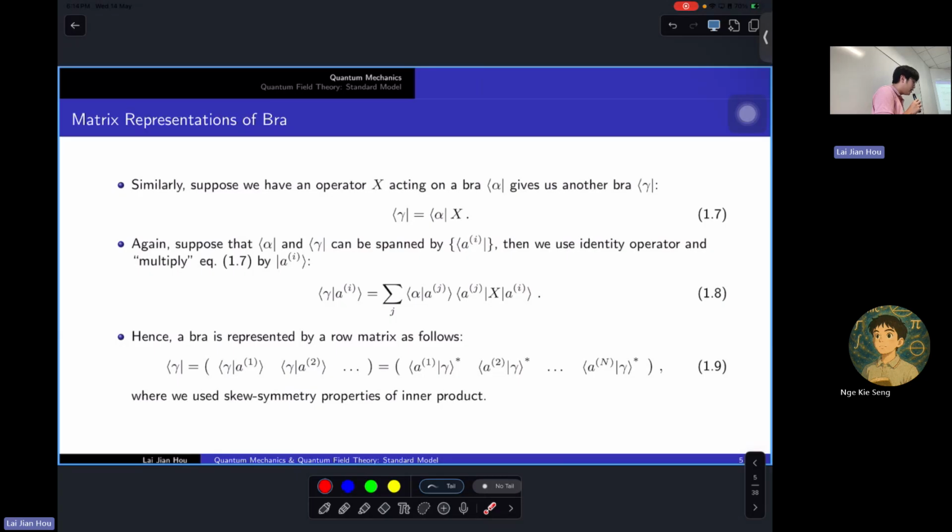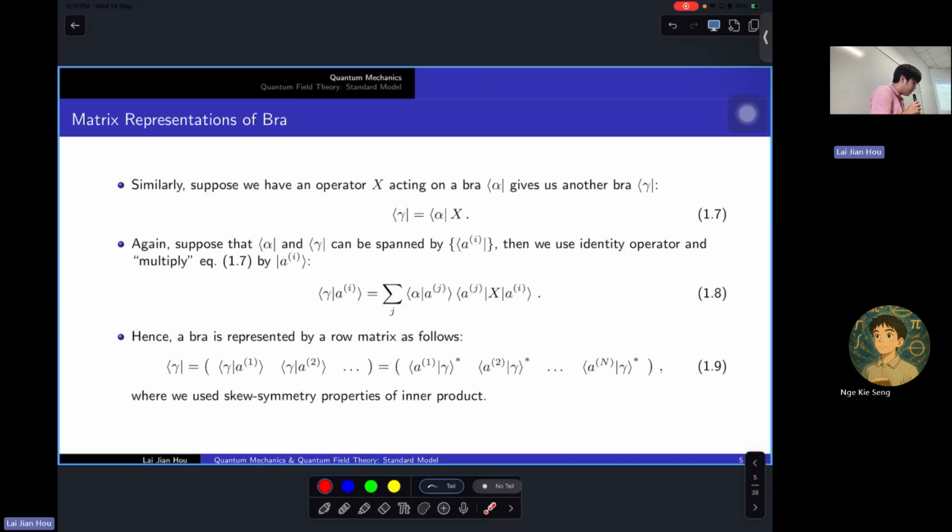And we multiply it again on the right hand side of equation 1.7, inserting the identity operator in between. And again, seeing that these two have indices i and j running from 1 to n, this one is the row, this one is the column. So the column is 1, 2, 3, 4, and we represent it as row matrices.